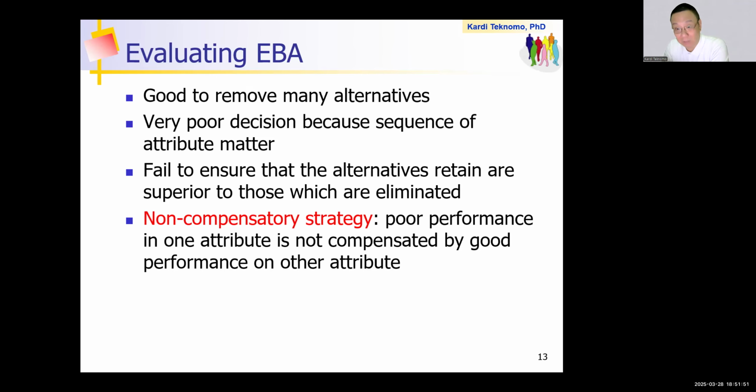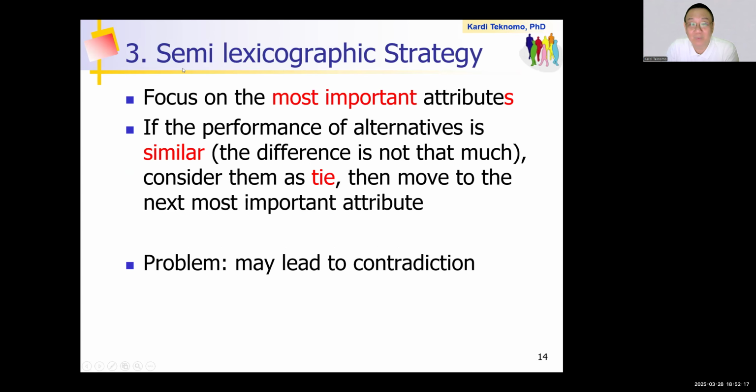Okay, so next we go to the third strategy that we want to discuss. We call it the semi-lexicographic strategy. What is that? Similar to the lexicographic strategy, we focus on the most important attribute. And then if the performance of the alternatives is similar, meaning the difference is not that much, we consider them as a tie. And then we move to the next most important attribute. So this is an improvement compared to the lexicographic, and an improvement compared to EBA, elimination by aspect.